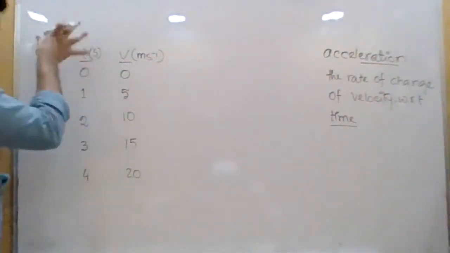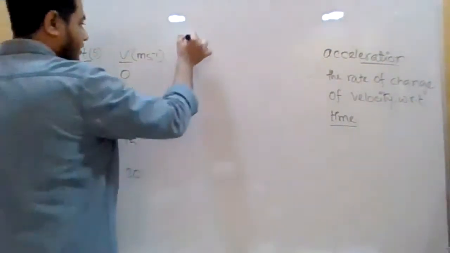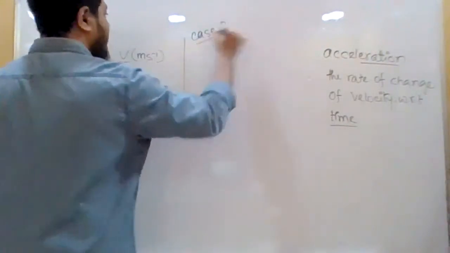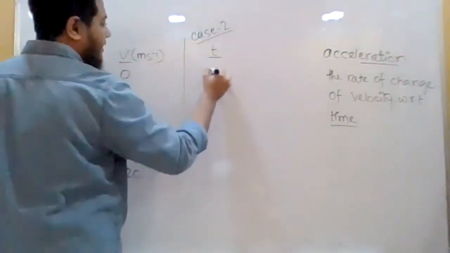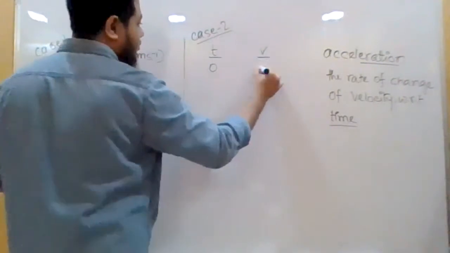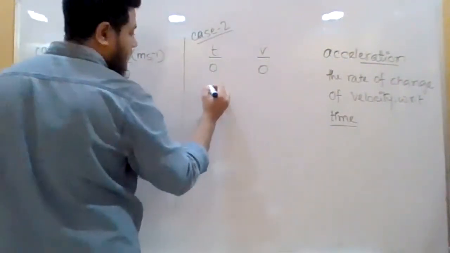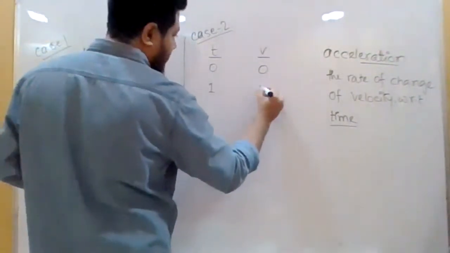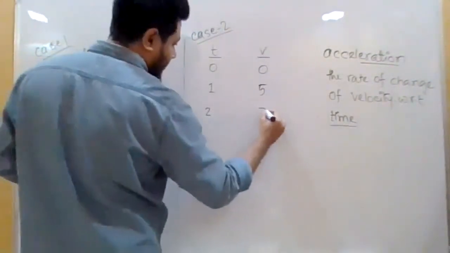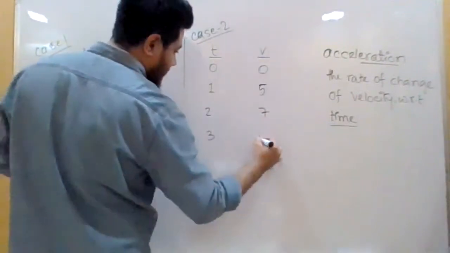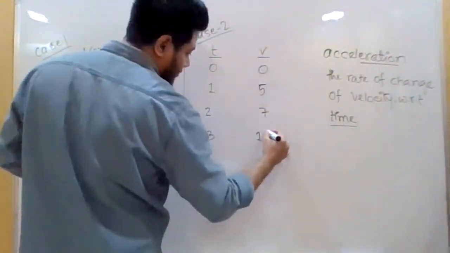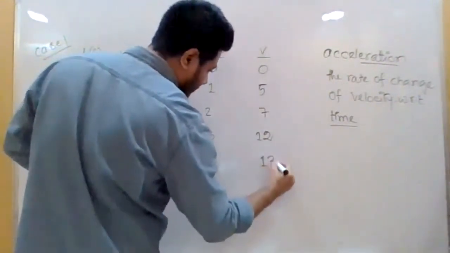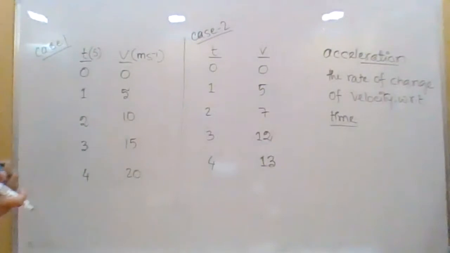So this is the case of a car. Okay, now let us see another car, and that one is our case two. So with time let us observe how the velocity is changing. One and five, and after 2 seconds the velocity is 7, the velocity is maybe 12, then after 4 seconds the velocity might be 13. Okay, so this is one case.